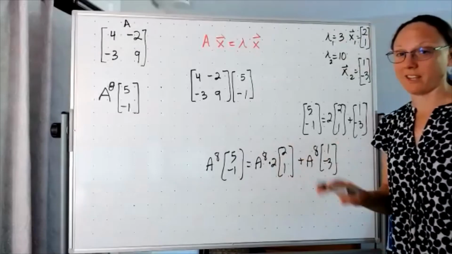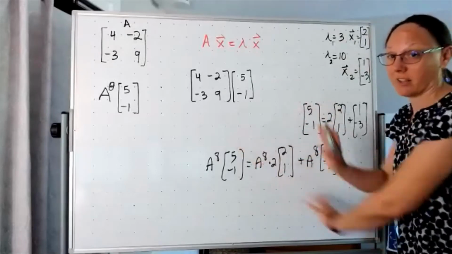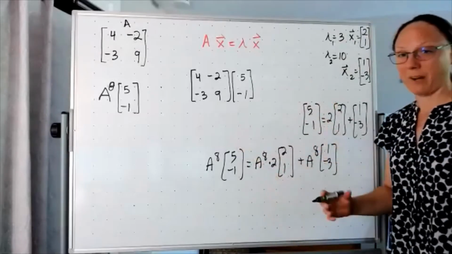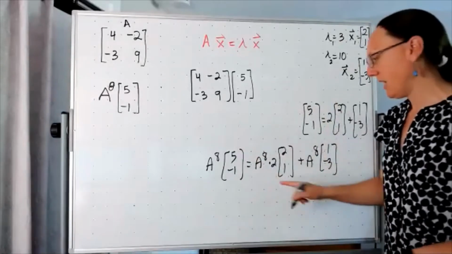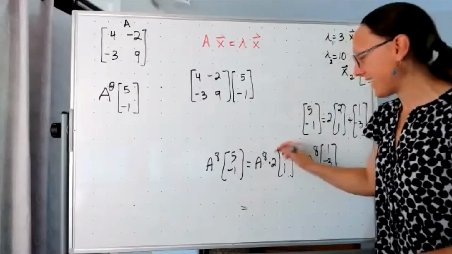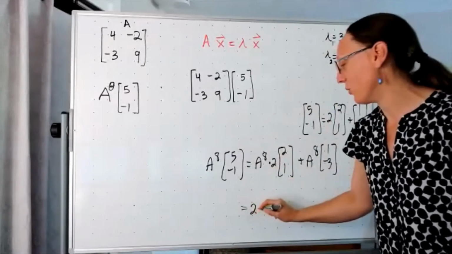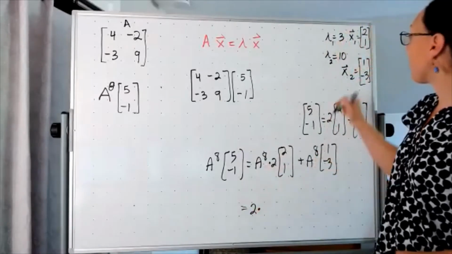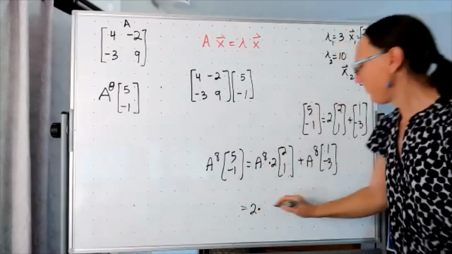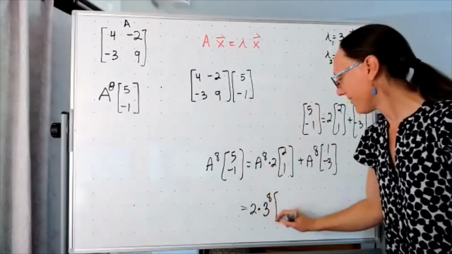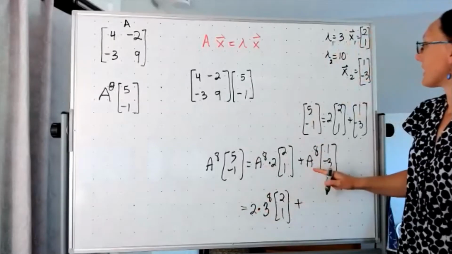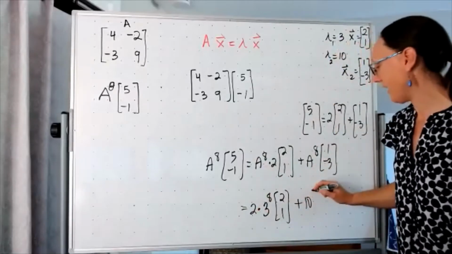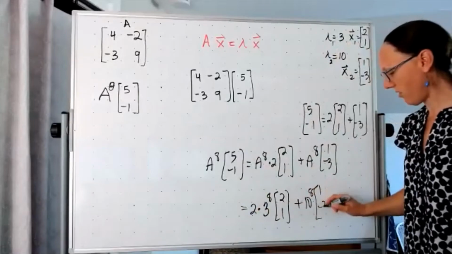Also, you don't need to write this because this does not look like the formula, but it's kind of what's happening in the background with the formula. And then this same thing, I can say that's 2 times, instead of A to the 8th, 3 to the 8th times our vector. And instead of that A to the 8th, 10 to the 8th times our vector.